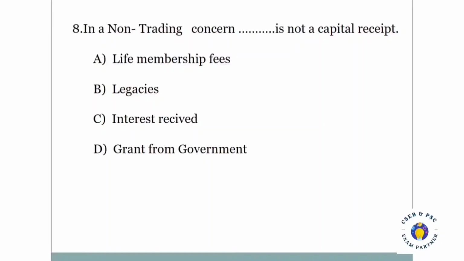Question number 8. In a non-trading concern, dash is not a capital receipt. Option A life membership fee, option B legacies, option C interest received, option D grant from government. Answer is interest received.